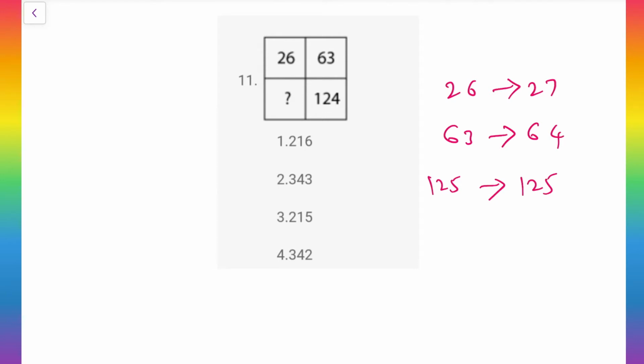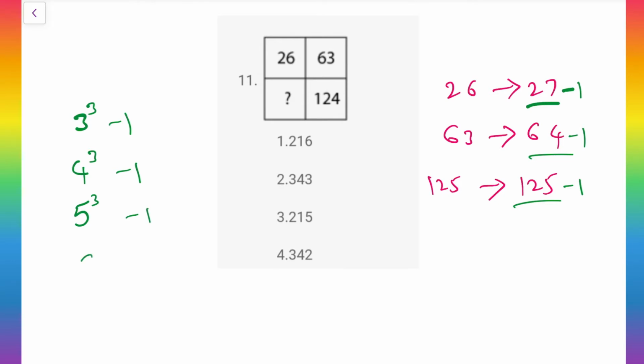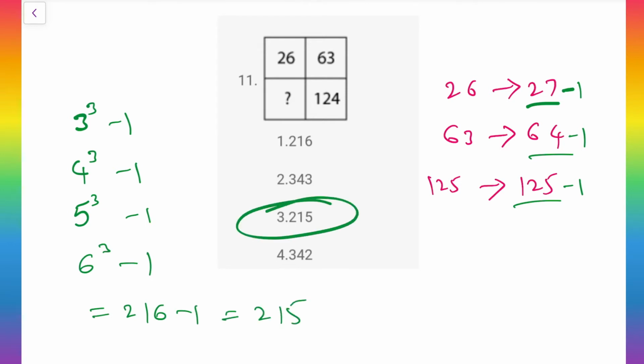So it means 27 minus 1, 64 minus 1, 125 minus 1. Here 27 is nothing but 3 cube, so 3 cube minus 1. 64 is nothing but 4 cube, so 4 cube minus 1. 125 is nothing but 5 cube, so 5 cube minus 1. Then obviously 3 cube, 4 cube, 5 cube completed, so the next number should be 6 cube minus 1. 6 cube is 216 minus 1, which is nothing but 215.